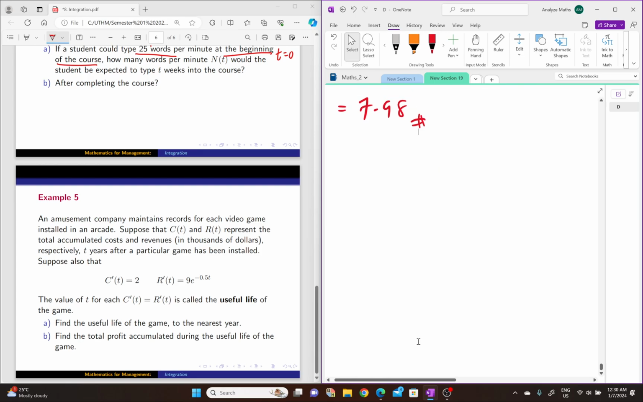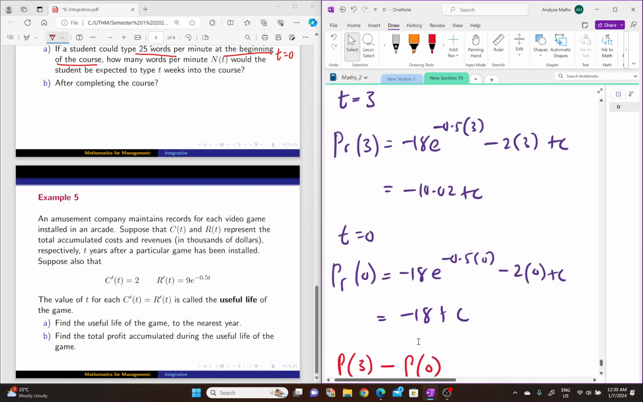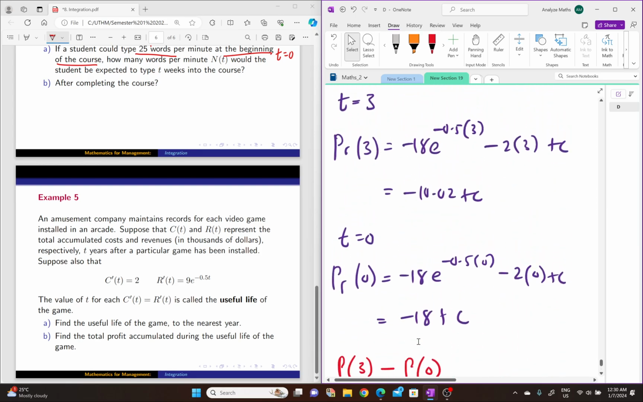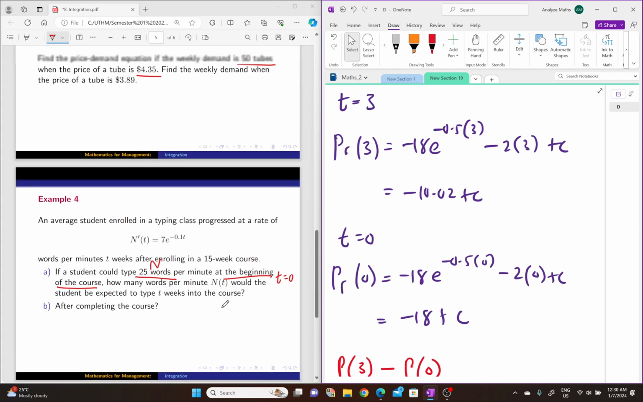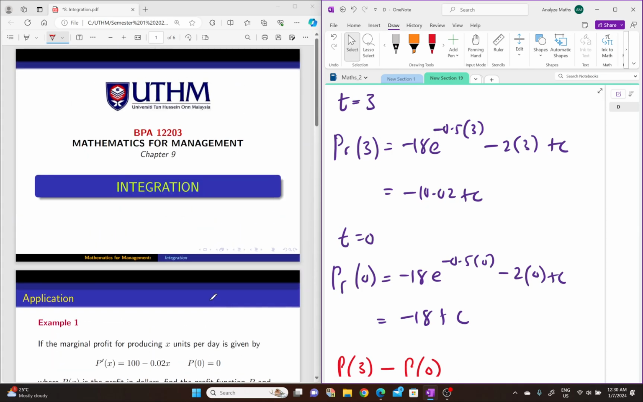There are many exercises in tutorial, you guys try first. I have given full answer, you can look at the full working. If you don't understand, you can WhatsApp me. Okay, with that we finish integration, alright, and try to do all the tutorial.